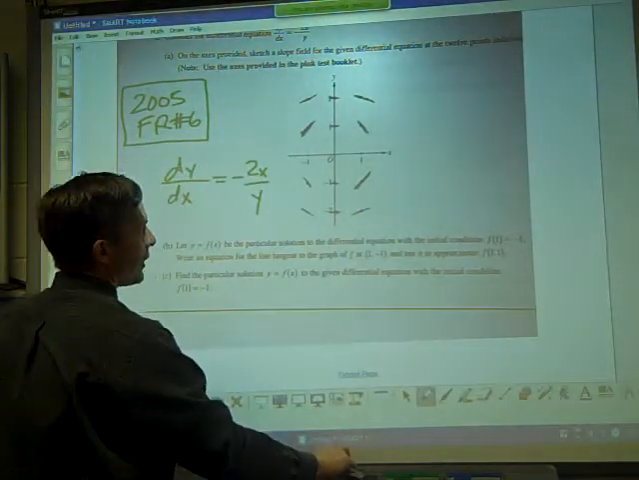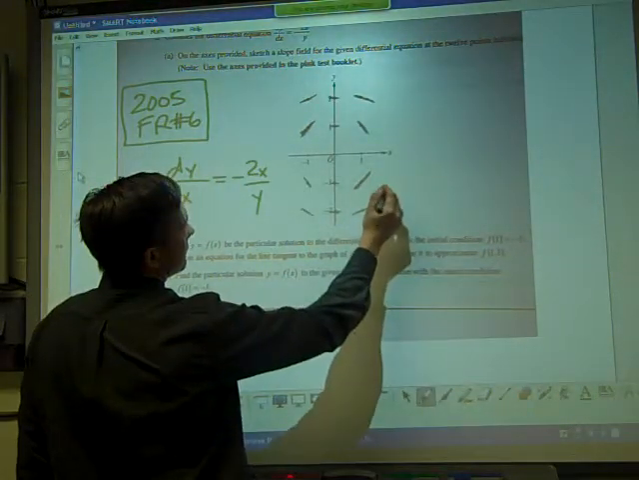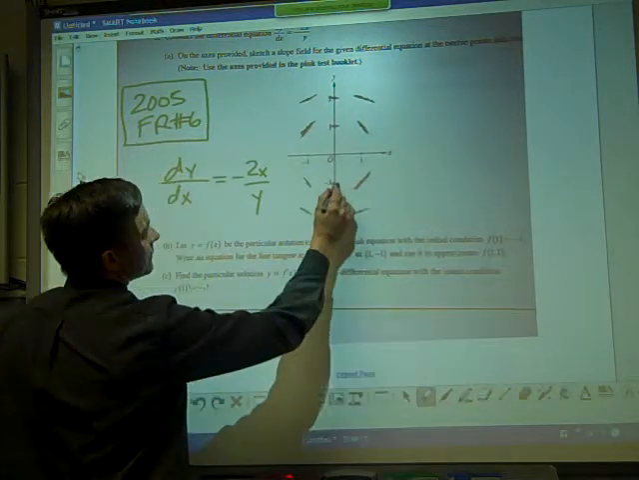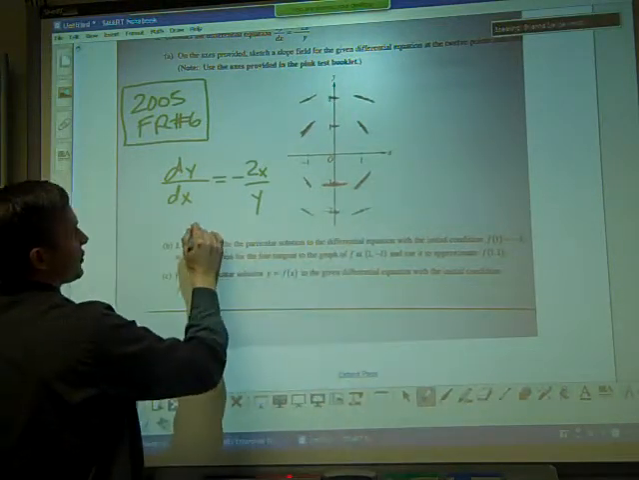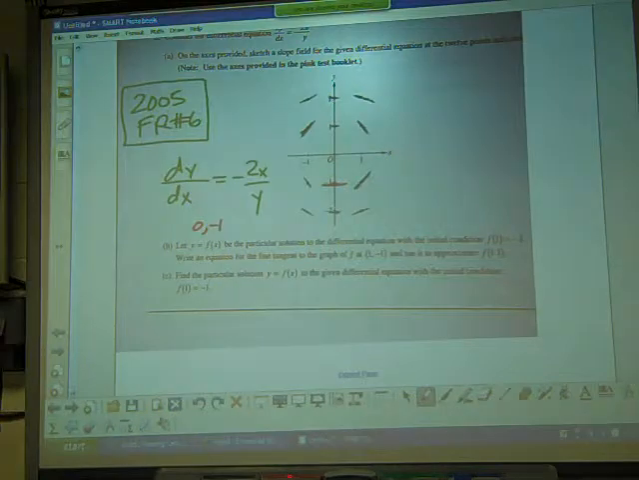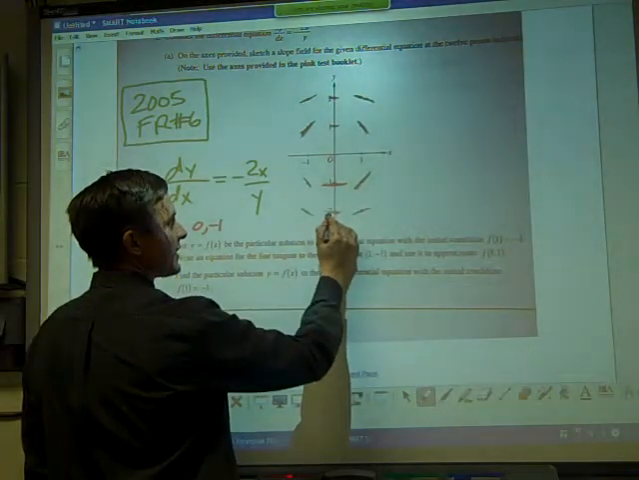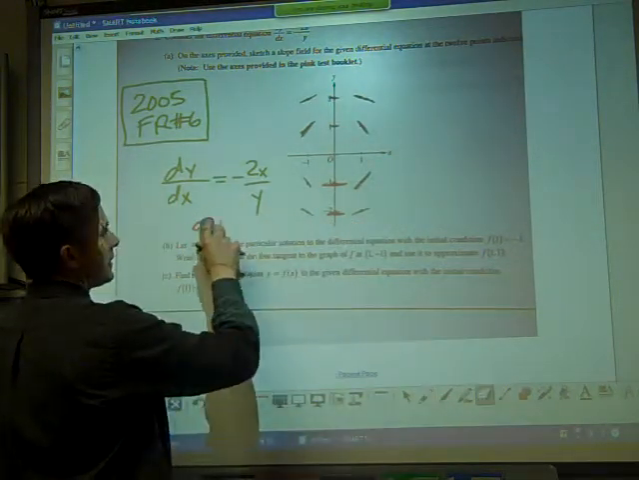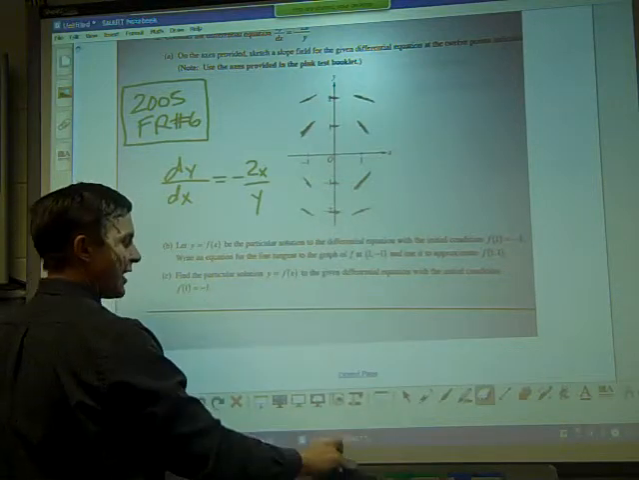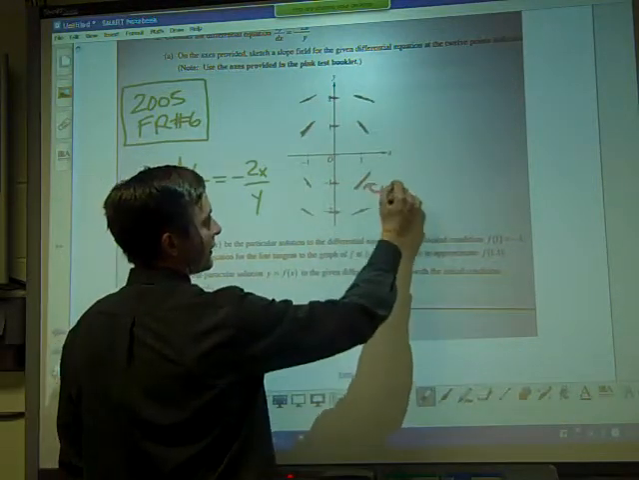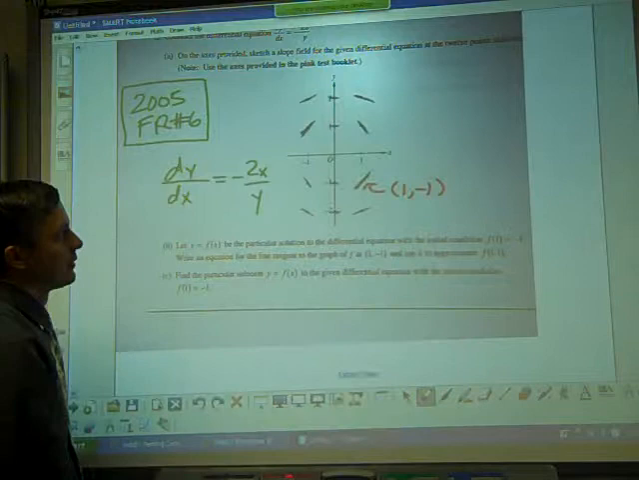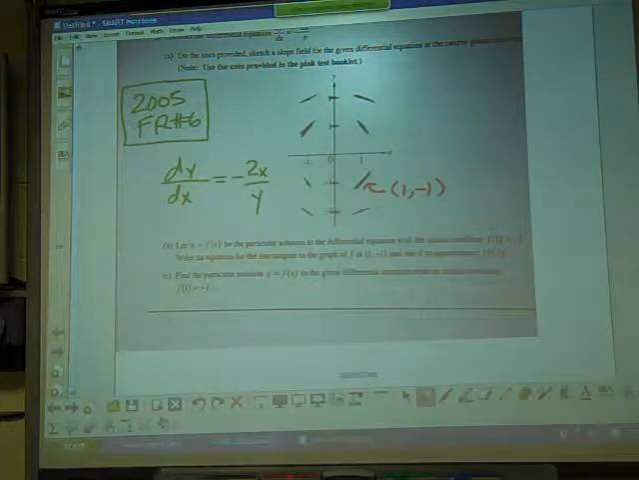I'll just do a couple of the points here. If I pick this one, which is (0, negative 1), it's 0 over negative 1, which is a slope of 0, so the line's there, it's just really short. All the other fields are shown here. You get it by plugging in the coordinate points. Like this coordinate point would be (1, negative 1), so you end up with a positive slope of 2.